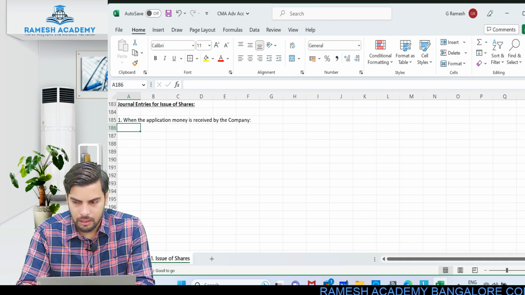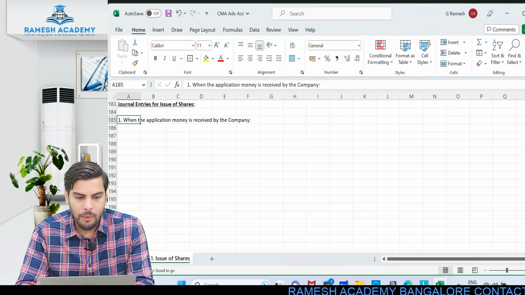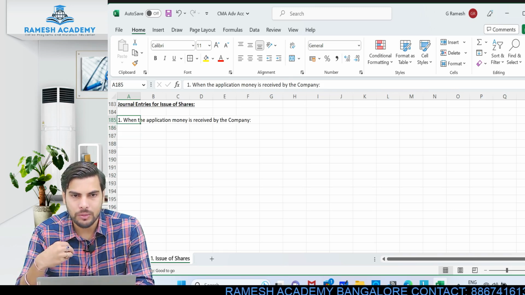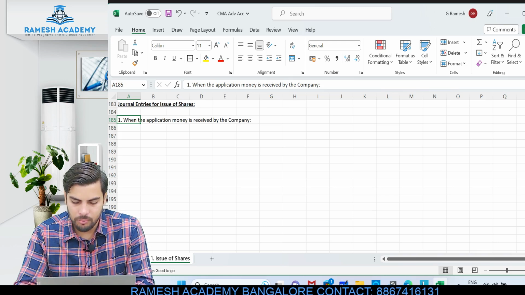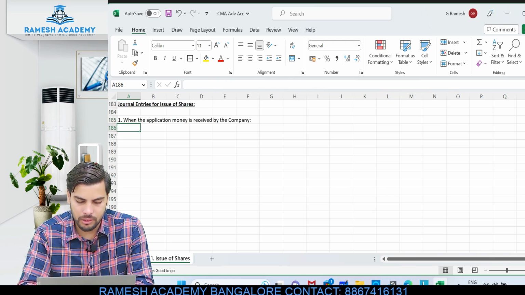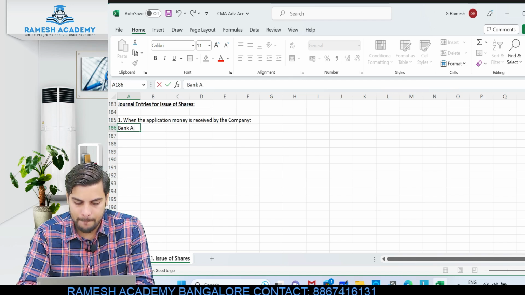Clear? When the application money is received, any amount which I receive, what would be the journal entry? Now the company will not be receiving the amount in the form of cash. The amount will be transferred to their bank account. So the entry would be like this: bank account debit.